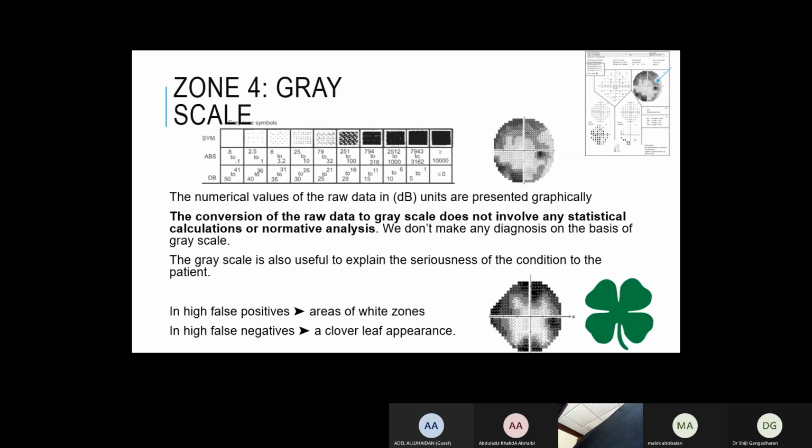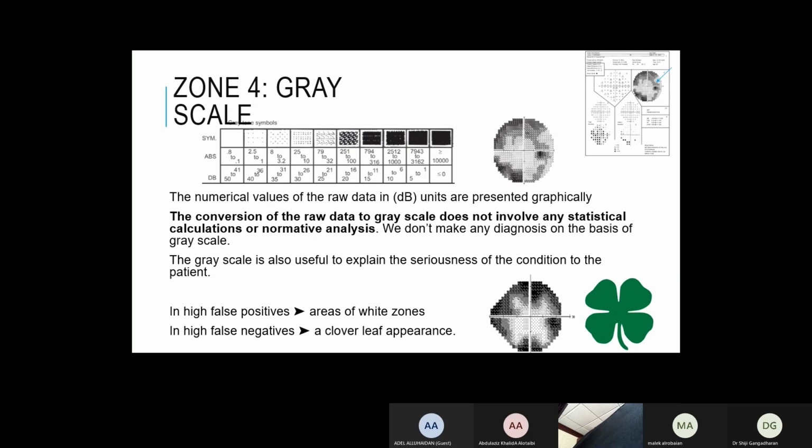The grayscale, it is where the numerical values of the raw data in decibel units are presented graphically. So the machine takes the numbers and converts them to colors to simplify them. And the machine does not use any statistical calculation or numerical analysis, so we don't rely on this scale for diagnosis. It is a good tool to show the patient the severity of the disease.